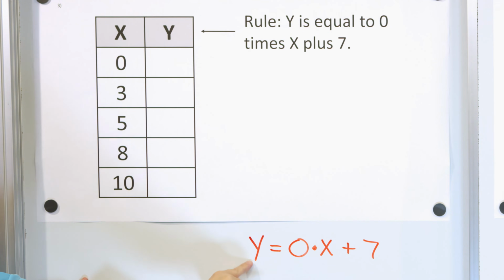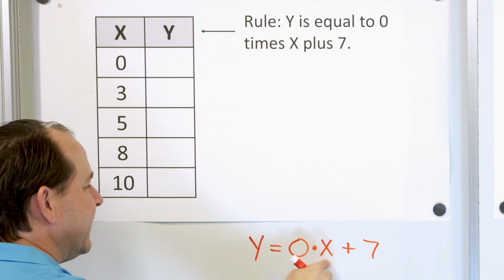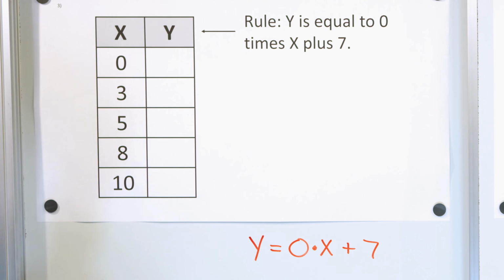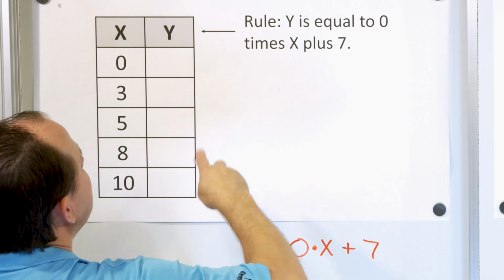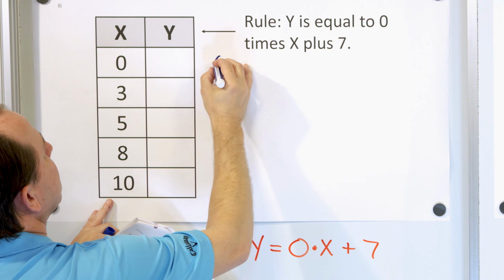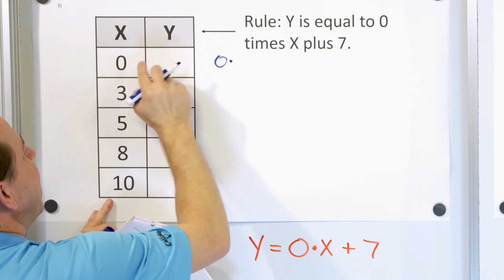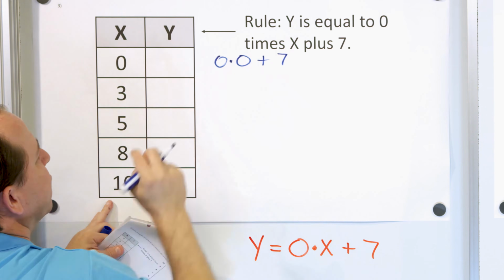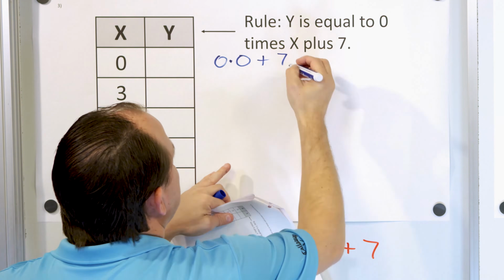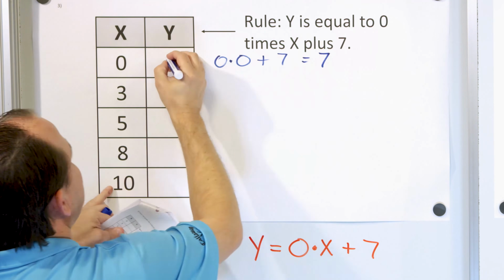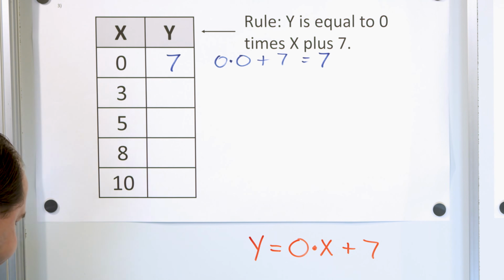So y values are equal to whatever x is times 0. And then after we do that, we just add 7 to it. So let's see if we can figure this out. Whatever x is equal to, we have to multiply 0 times x. But we know x is 0. And then we add 7. Now, what is 0 times 0? It's just 0. And then we have to add 7 to it. So the answer is just 7. So actually 7 goes right there.